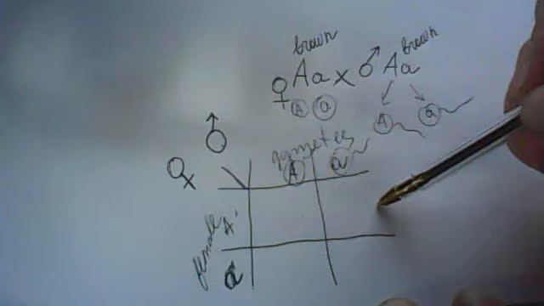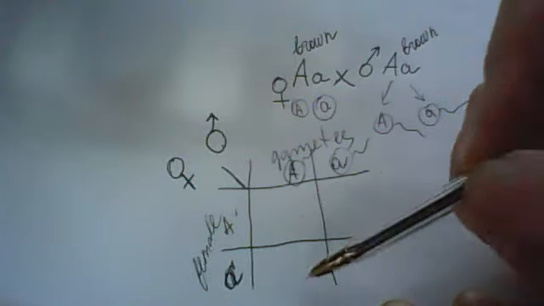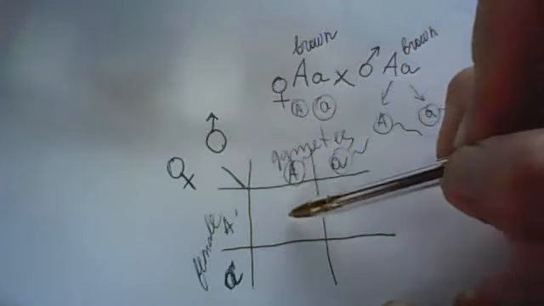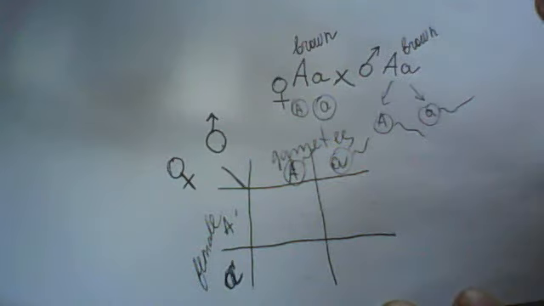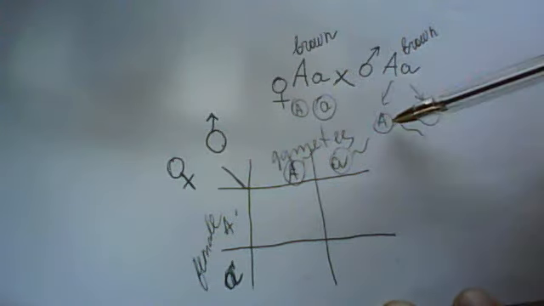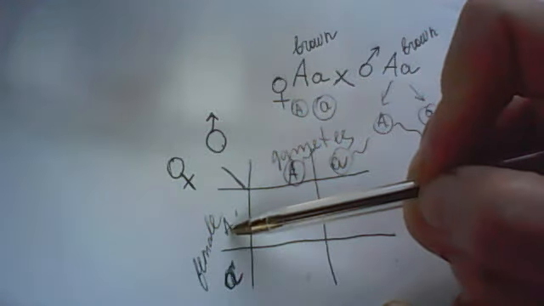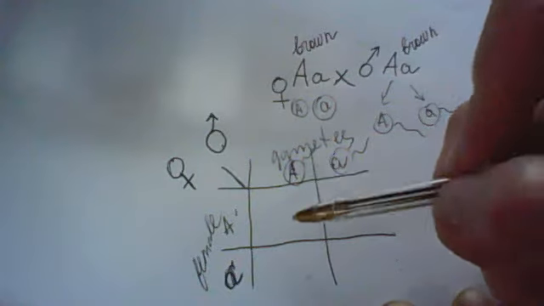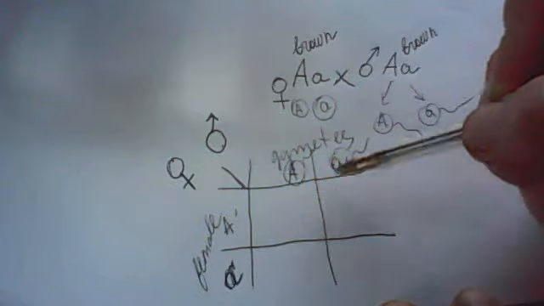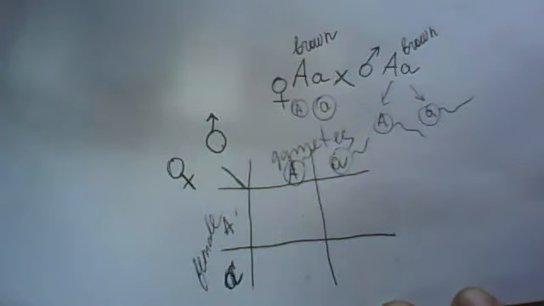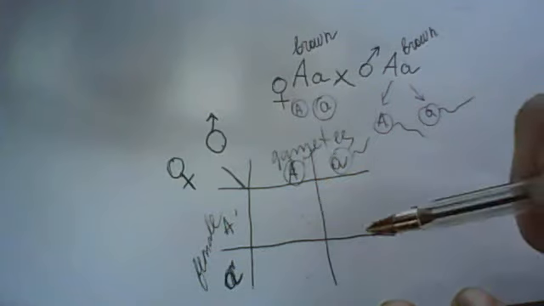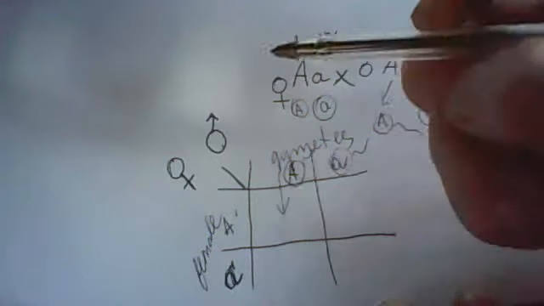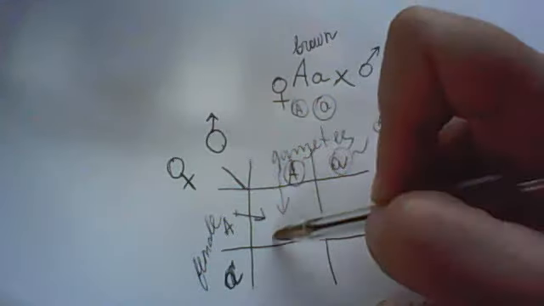Now in these squares, we are going to write genotypes of the zygote. Zygote happens when a sperm meets an egg, and their alleles unite, and then the new cell will divide by mitosis, and the individual will grow. We just combine whatever we have in this cell and this cell.